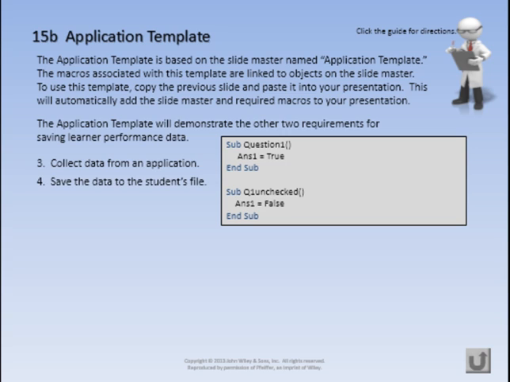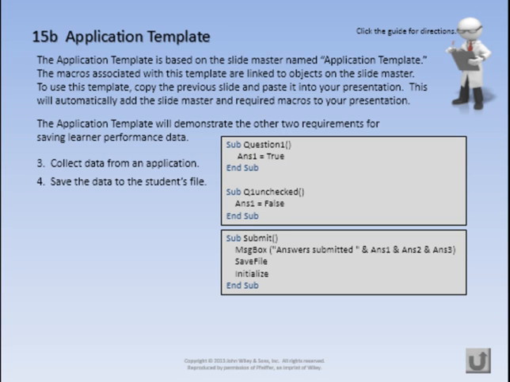The question 1 macro is attached to the first yes button. The Q1 unchecked macro is attached to the first no button. Dim statements, which are not shown, set ANS1 to Boolean, which means that either a true or false is stored in the variable ANS1. When the learner clicks on yes, ANS1 is set to true. If the learner clicks on no, ANS1 is set to false. The macros for the second and third question on this slide are similar.